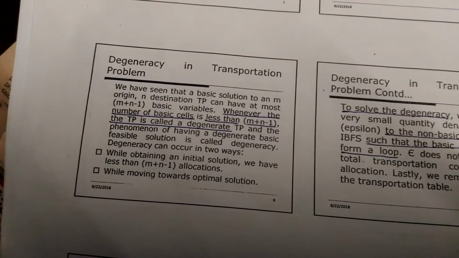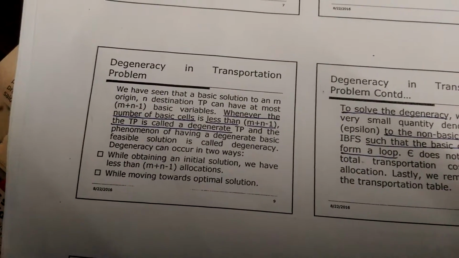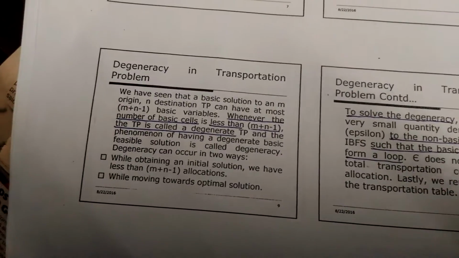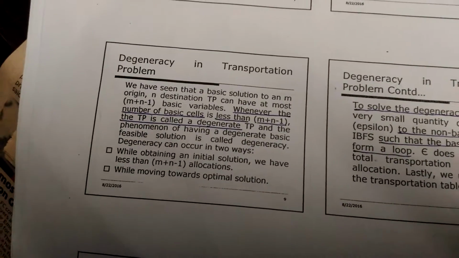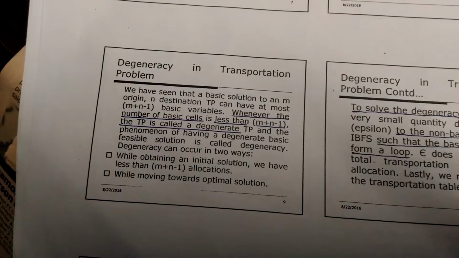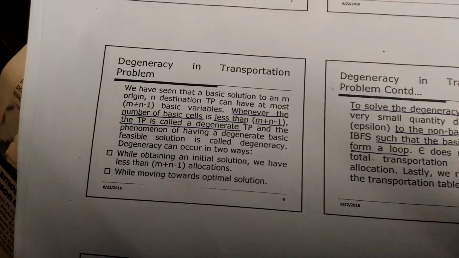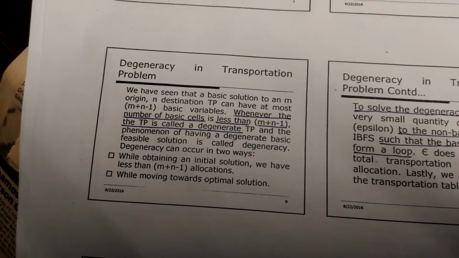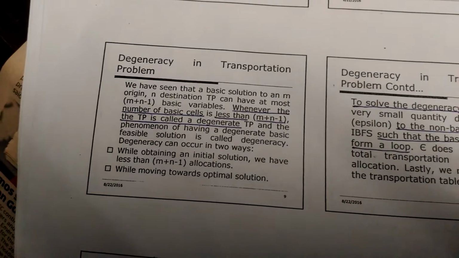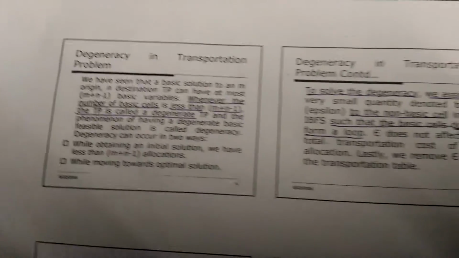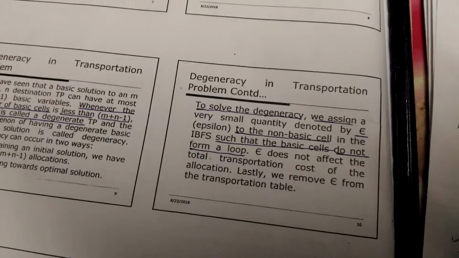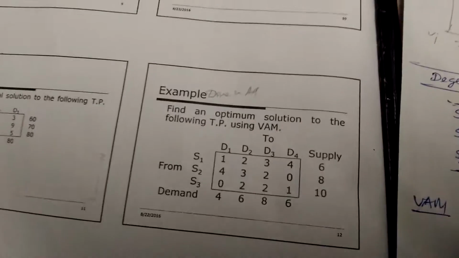Now we will be solving a problem for degeneracy in transportation problem. When the number of basic variables, that is m plus n minus 1, is not equal to the number of cost allocated cells, then it is a degeneracy problem. So to get a more precise idea, let us take an example.